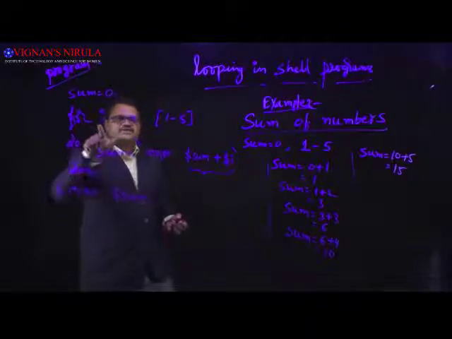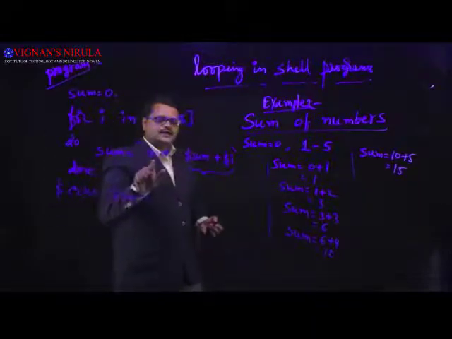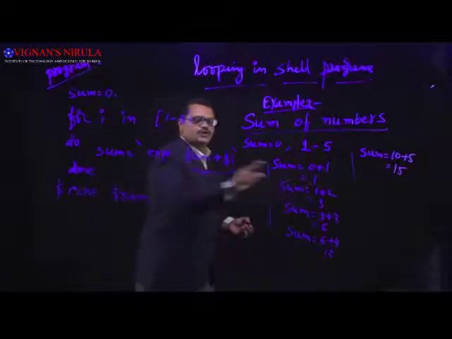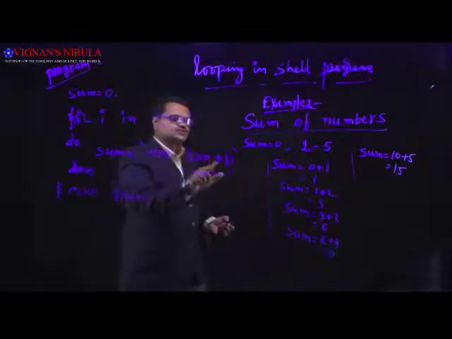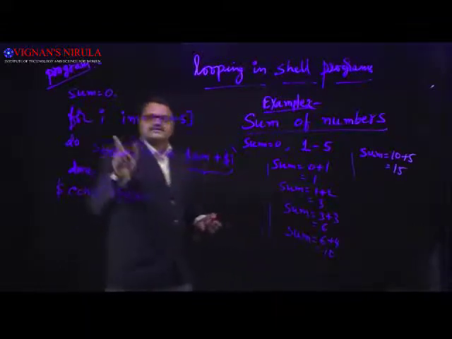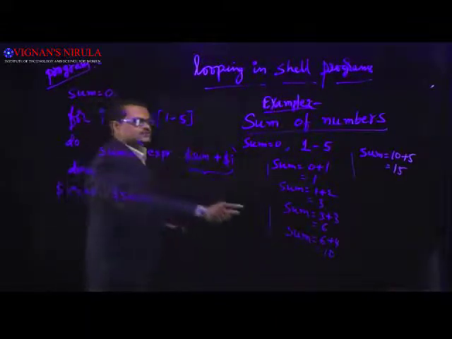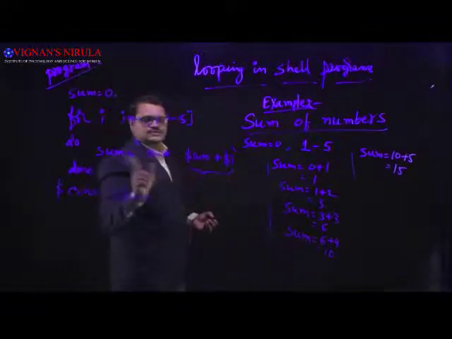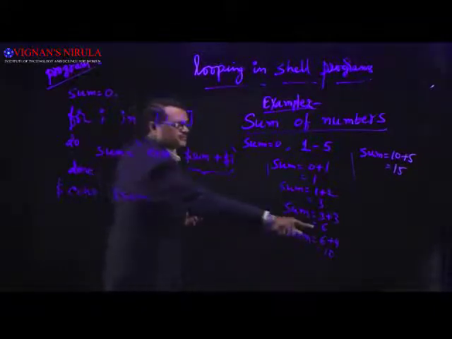In the second iteration I will become 2, and sum equal to expr $sum plus 2. So sum is 1 now. So 1 plus the next iteration value 2. So 1 plus 2 is 3. So sum value is 3 now. Next iteration I equal to 3. So sum equal to sum plus I. So 3 plus 3, so 6. So sum value is 6 here.